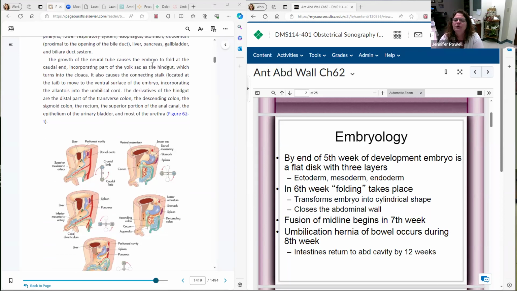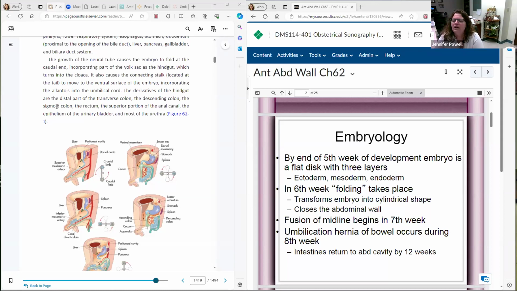The growth of the neural tube causes the embryo to fold at the caudal end, incorporating part of the yolk sac as the hindgut, which turns into the cloaca. And we'll go over that in a few minutes. It also causes the connecting stalk located at the tail to move to the ventral surface of the embryo, incorporating the allantois into the umbilical cord.